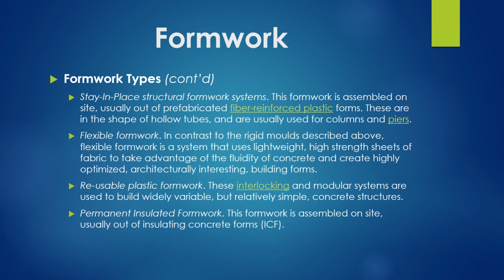Additional types of formwork are stay-in-place structural formwork. This formwork is assembled on-site, usually out of prefabricated fiber-reinforced plastic forms. These are in the shape of hollow tubes and are usually used for columns and piers. There's also the flexible formwork. In contrast to the rigid molds described previously, flexible formwork is a system that uses lightweight, high-strength sheets of fabric to take advantage of the fluidity of concrete and create highly optimized, architecturally interesting building forms.